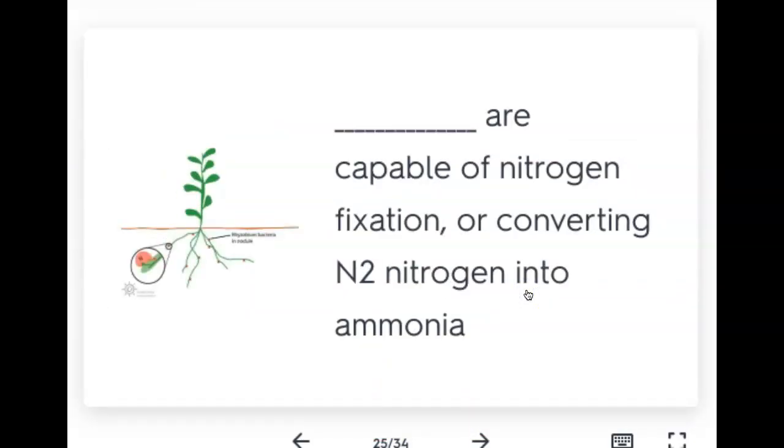Bacteria are capable of nitrogen fixation. This is a reference to the nitrogen cycle. So there are some bacteria, specifically rhizobia bacteria, for example, that will live in the root nodules on specific types of plants or legumes, and they are capable of nitrogen fixation, which means that they will take in the nitrogen, the N2 from the atmosphere, and they convert that into ammonia, which can be used by plants.